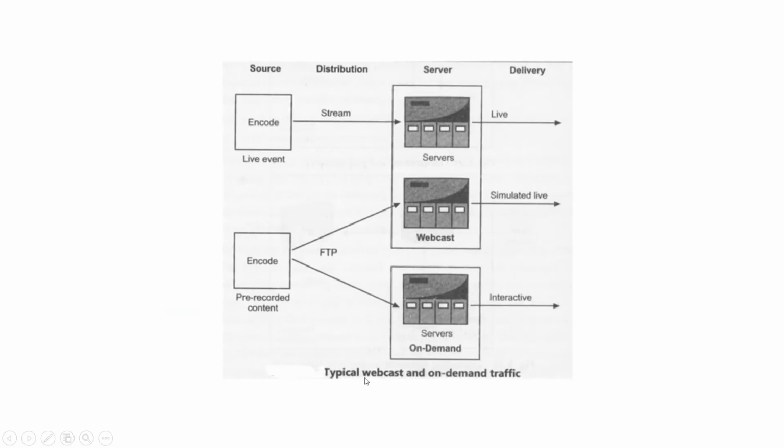So you can see here a typical webcast and on-demand traffic. You have a source with a live event, and a source with pre-recorded contents. Direct live streaming is possible. With a file transfer protocol, you can simulate that video and a simulated live can be shown. Then on demand, it will be interactive.